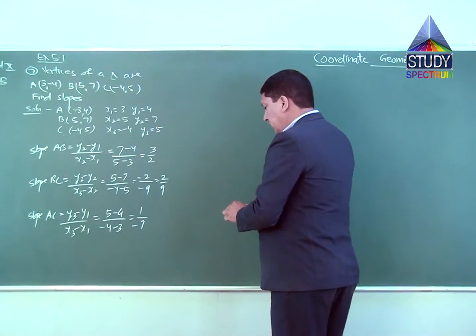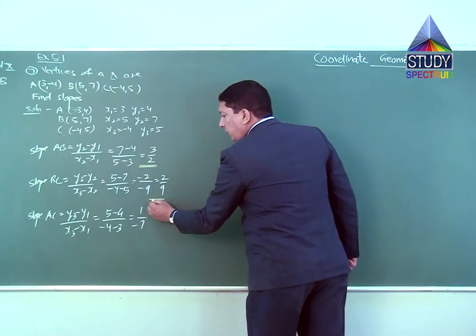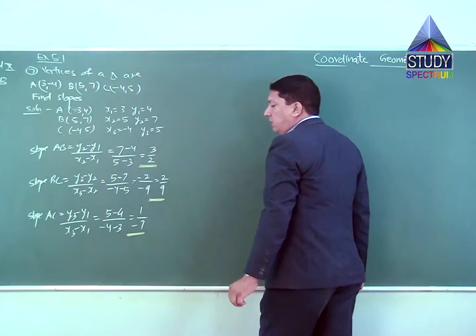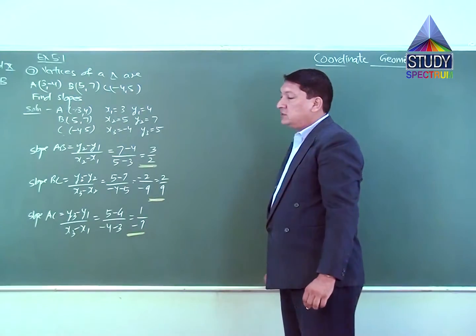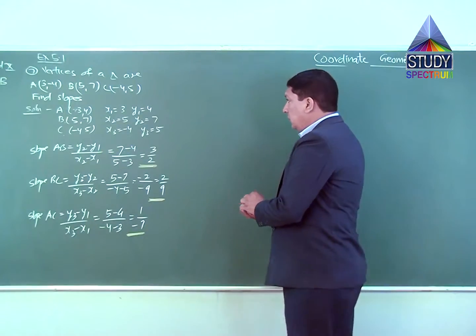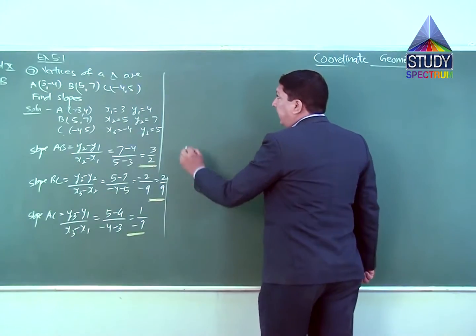Your slopes are 3 upon 2, 2 upon 9, 1 upon minus 7 or minus 1 upon 7. So this is how we have found out the slope of 3 lines. Next is question number 8.